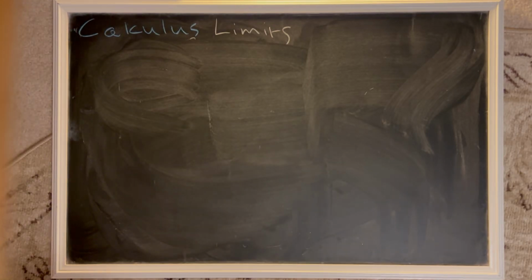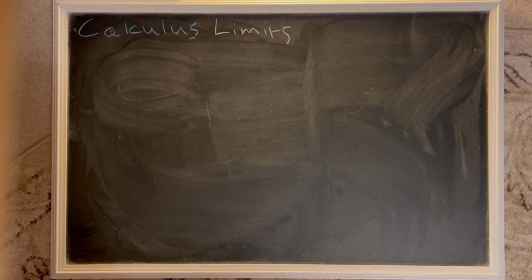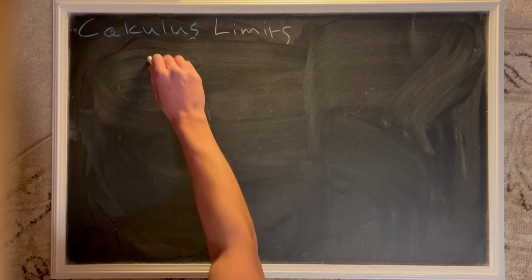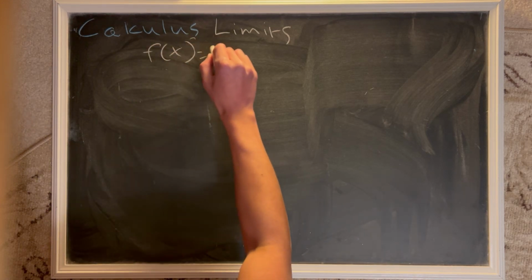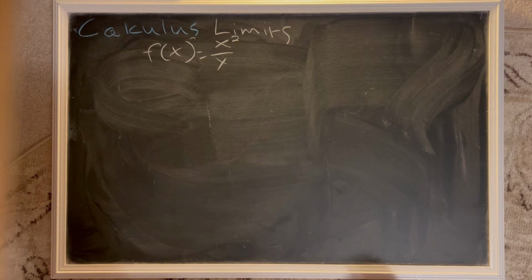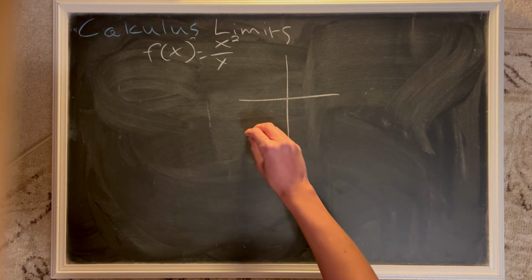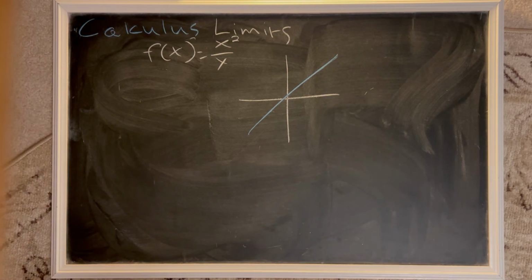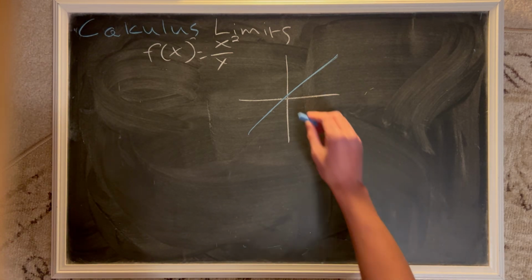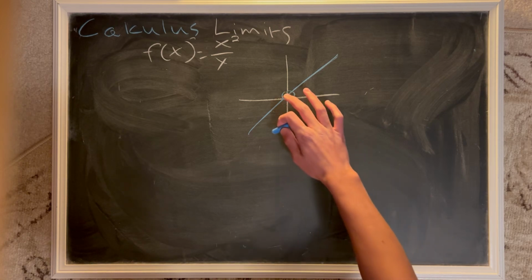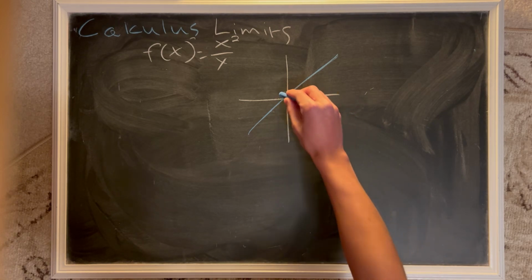Alright, today in this video I'm going to show you what a limit is in calculus. So let's consider the function f of x equals x squared over x. Now this function, if you graph it out, it looks something like this. Upon first glance it does look something like that, but it actually has one more thing. It's got a hole right there. So this value here is undefined.